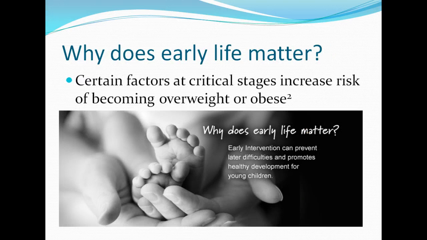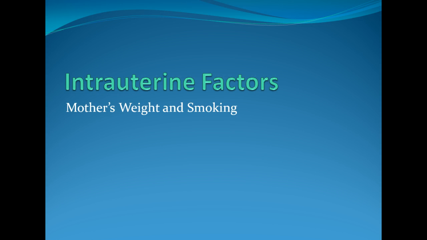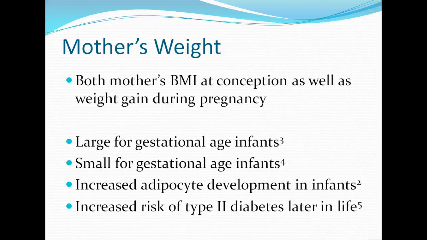So why does early life particularly matter? Well, certain factors at critical stages, such as fetal development, infants, and young children, are at increased risk of becoming overweight or obese. Two main intrauterine factors that studies have been done on are the mother's weight as well as mothers who smoke. When we're talking about mother's weight, we're talking both about the mother's BMI at conception as well as how much weight she gains during her pregnancy.